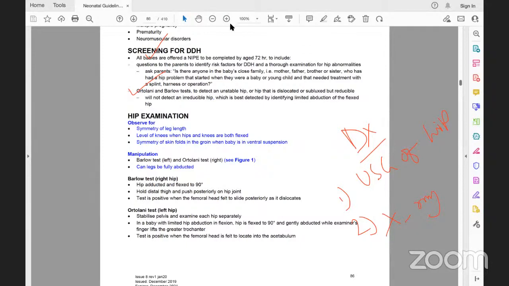Now tell me, what do you mean by Ortolani and what do you mean by Barlow? I'm telling you, you tell me. Abduction of the hip joint, by which test, Ortolani or Barlow? Barlow, ma'am. Barlow means abduction, it will be popped out. Abduction is outward, right? Barlow is out. We remember Barlow means baire. In Bangla we call it Bahar, baire, meaning outside. So you will pop out.